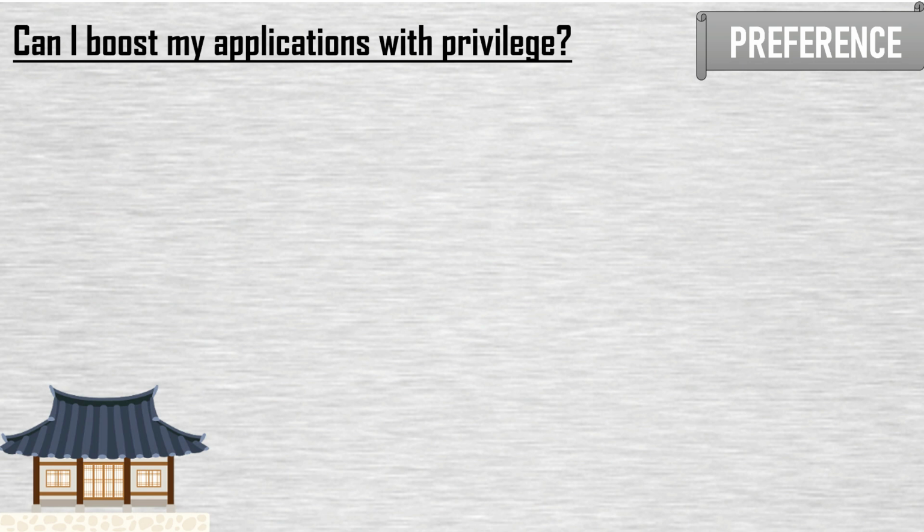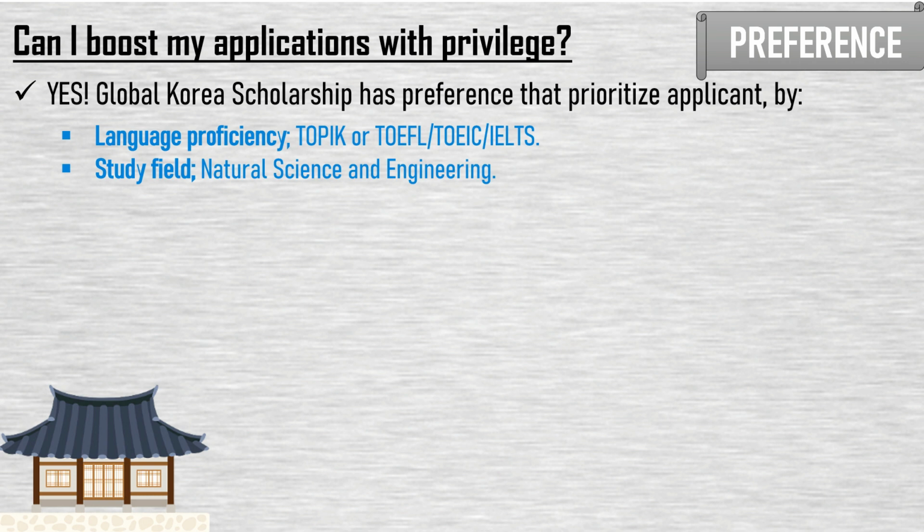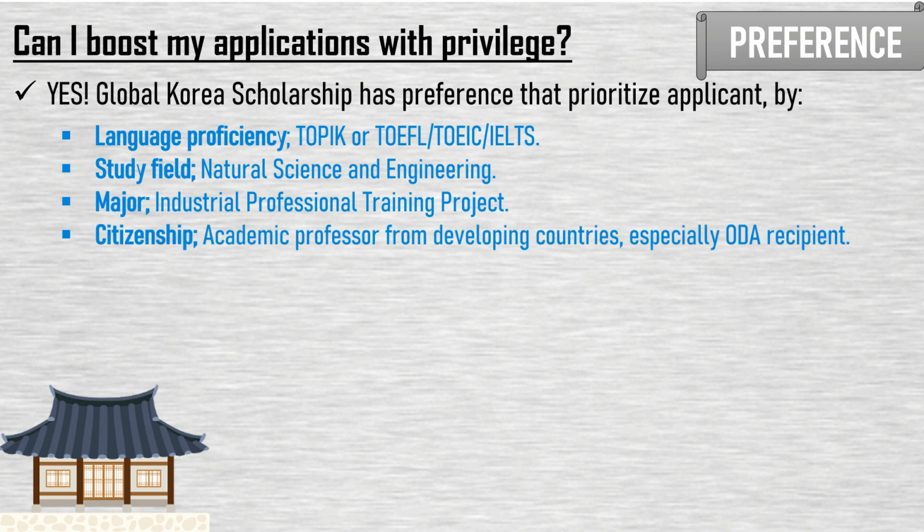Is there any preference? So can I boost my application with a privilege? Yes. So the Global Korea Scholarship has preferences that prioritize applicants by first language proficiency. So if you have TOPIK or TOEFL, TOEIC, or IELTS, you will be prioritized compared to the others. If your study field is in natural science and engineering, you will be prioritized over the others. If your major is an industrial professional training project, of course you will be prioritized again.